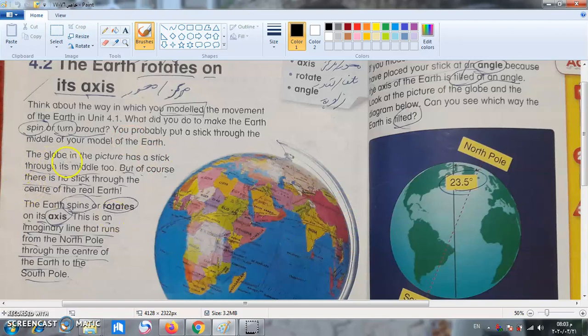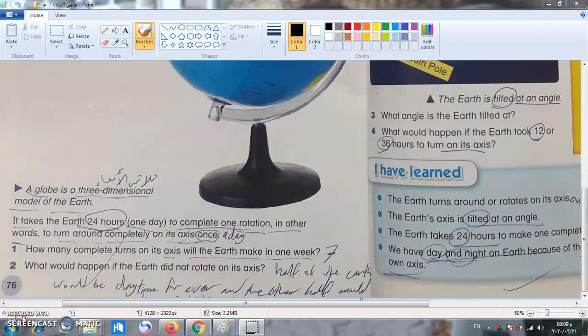So it says the globe in the picture has a stick through its middle too, but of course there is no stick through the center of the real earth. The real earth, our planet, doesn't have a stick in the middle, but this is just a model, as we said. So here the earth spins or rotates on its axis, تلف حول محورها. This is an imaginary line, خط خيالي, that runs from the North Pole through the center of the earth to the South Pole, from the North Pole to the South Pole. And it says a globe is a three-dimensional model of the earth. الأرض ثلاثية الأبعاد يا شباب, okay?